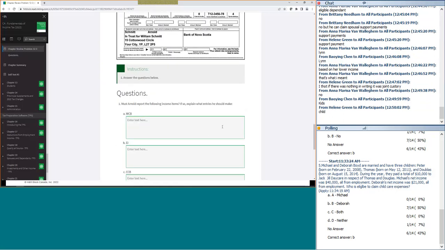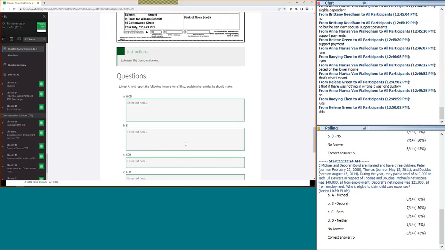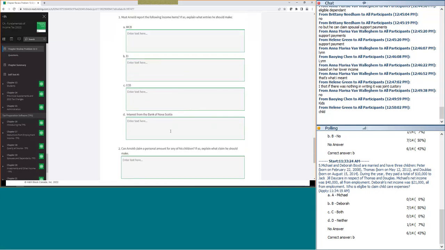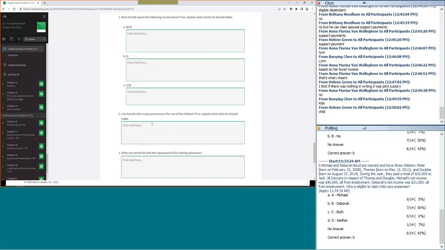All right. Does Arnold have to report workers' comp? I'm going to do this really fast. Yes, he does on two lines. It goes on the tax return as income and comes off to calculate taxable income because it's not taxable. EI, yes, goes on as EI income. And remember, it's usually not taxed enough, so probably he's going to owe from that. CCB, no, doesn't have to go on the tax return. Interest from the Bank of Nova Scotia will not go on his return. It will go on his children's returns if they're filing returns. They might not need to, but if they are, it's going to go on their returns.